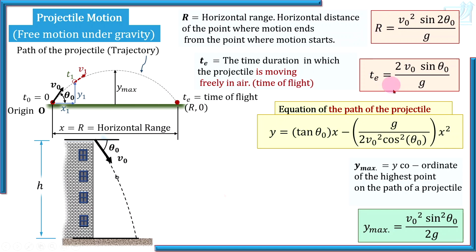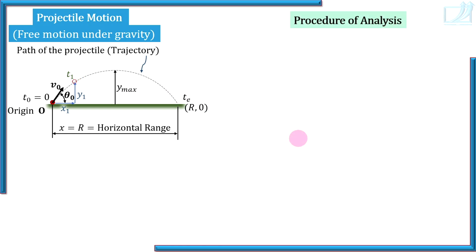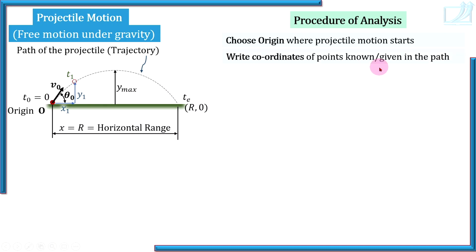Here I have given you these 4 formulae, just 4 formulae. Now try to understand and remember this procedure of analysis. First step, choose origin where projectile motion starts, and we choose that point where motion starts. Second step, write coordinates of points known or given in the path. Now in this path, for example, if this point is mentioned in the problem or you are interested in, then you should know coordinates, x coordinate, y coordinate, and if you don't know the coordinates of the point, then label those coordinates.